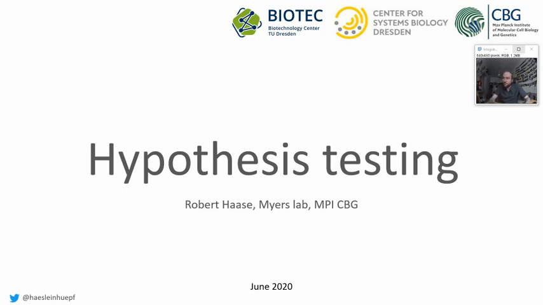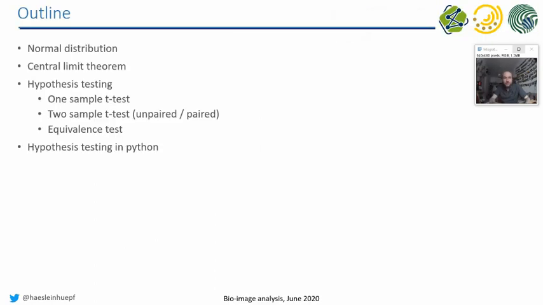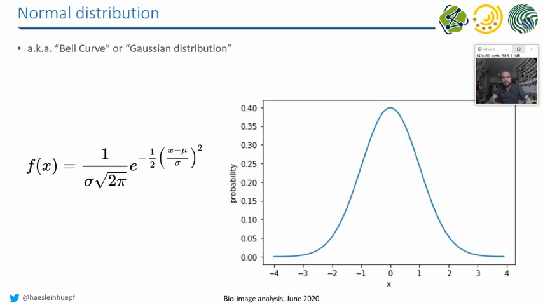This week will be about hypothesis testing, and with that we are entering the field of inferential statistics. Before we can get started with that, I will give you a little introduction to what a normal distribution is. I will introduce you to the central limit theorem. Then we will have a look at hypothesis testing. I will introduce you to a couple of tests you can apply, and then I will show you how this works from Python. But before we can get started, we have to think about random variables.